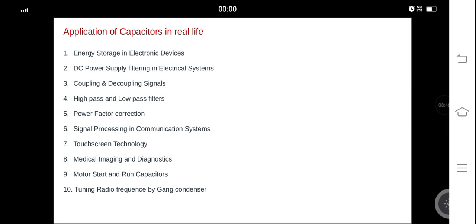Now, the applications of capacitors in real life: energy storage in electronic devices, DC power supply filtering in electrical systems, coupling and decoupling signals, high pass and low pass filters, power factor correction, signal processing in communication systems, touchscreen technology, medical imaging and diagnosis, motor start and run capacitors, and tuning radio frequency by gang condensers.